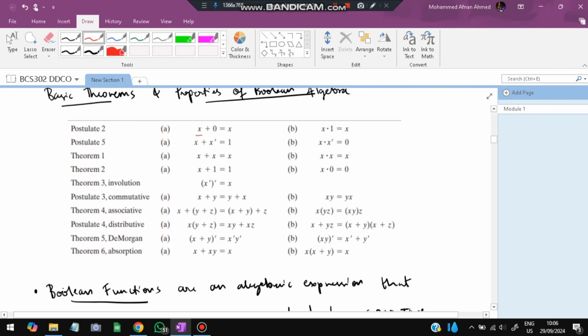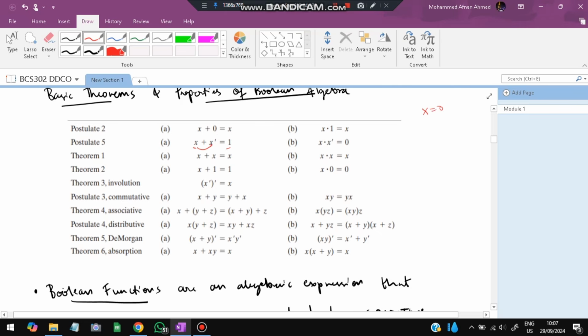So x plus 0 is equal to x, x into 1 is equal to x. Okay, like normal maths. x plus x dash is equal to 1. Okay, if you take x and if you take the not of that and do the OR operation, at that time you will be getting 1. Okay, let's take an example.